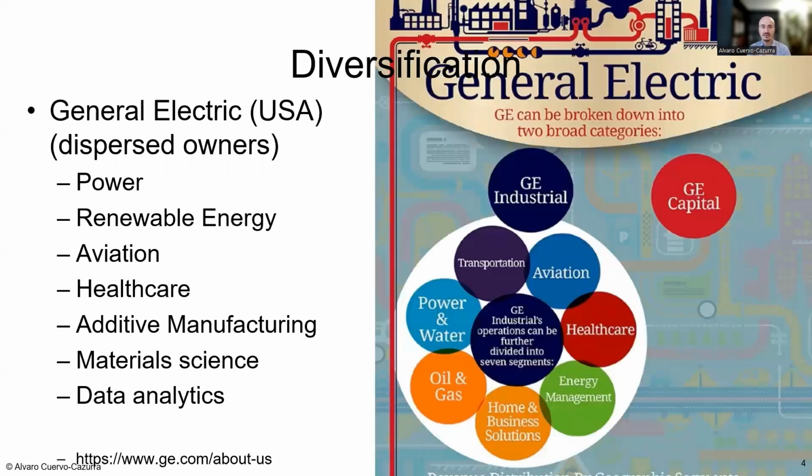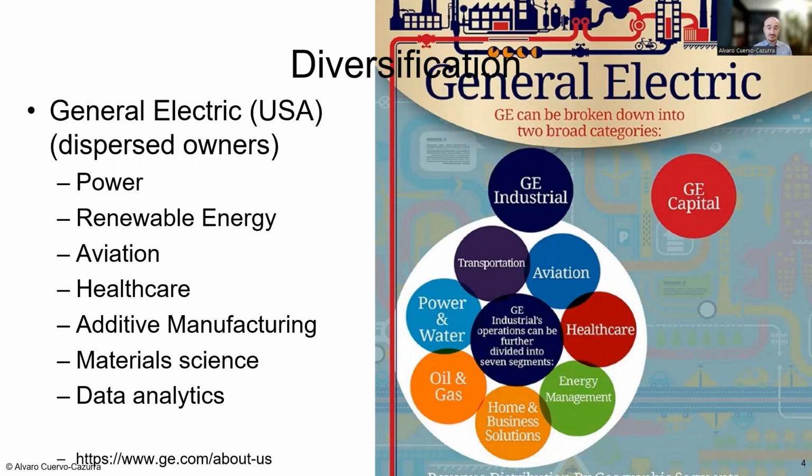And yes, some of the illustrations are oldish, mostly because this is what I could find. An example, General Electric, an American company, with highly dispersed owners. There isn't really a dominant owner. Nevertheless, they are operating in a large variety of industries: power, renewables. Okay, they are related, but then aviation, a very different type of technology, healthcare, very different technology and customers, additive manufacturing, material science, data analytics.